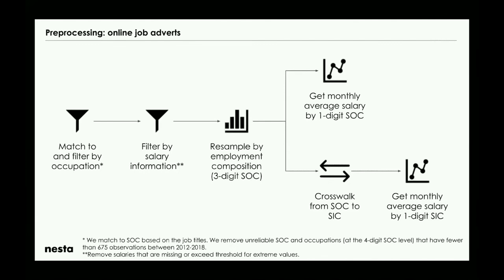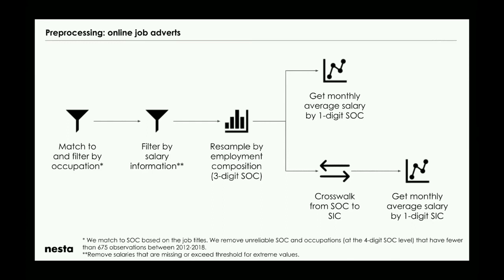After this, we also filtered by the salary information, whether it was missing or whether it exceeded a threshold for extreme values, considering outliers, because sometimes that can happen when there are conversions from hourly rate to full-time equivalent, or simply a mistake in the algorithm extracting the information.